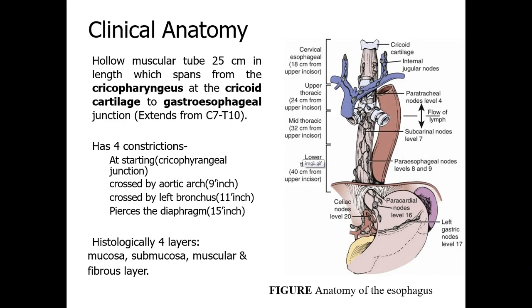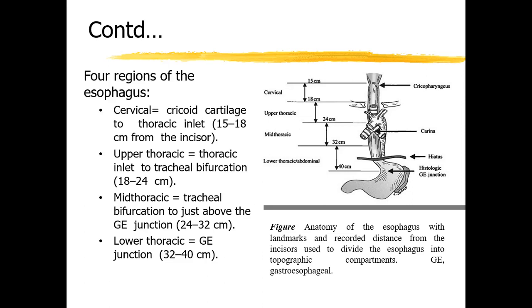Now histologically, it has mucosa, submucosa, muscularis, and the fibrous layer. Now what is missing over here is the serosa. And why is serosa important? Because serosa is a big protection against spread of tumors, and see, in the esophagus there is no serosal layer.